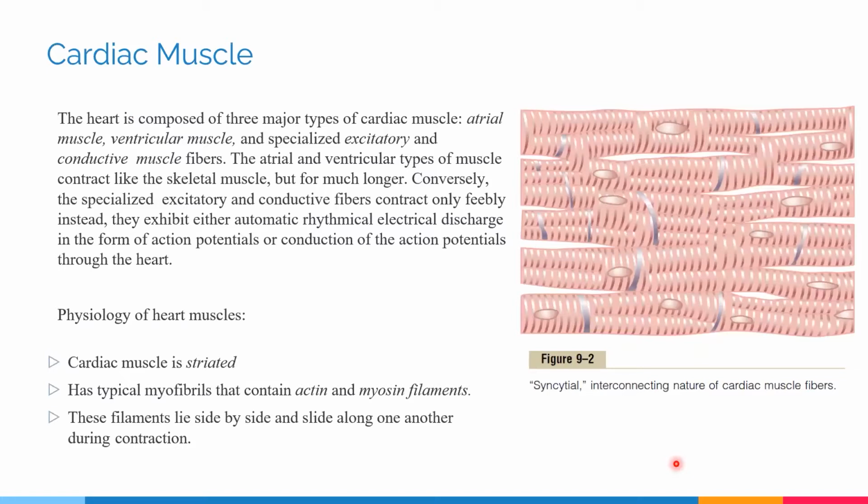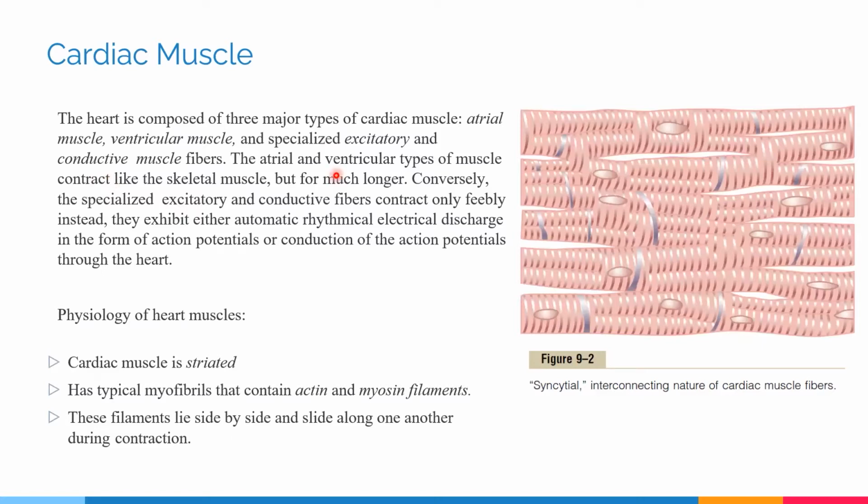Now we will talk about the cardiac muscle. So cardiac muscle is the third type of muscle that is present in our body and is different from the skeletal and the smooth muscles that we have already discussed in the previous lecture. The heart is composed of three major types of cardiac muscle: the atrial muscle, the ventricular muscle, and specialized excitatory and conductive muscle fibers.